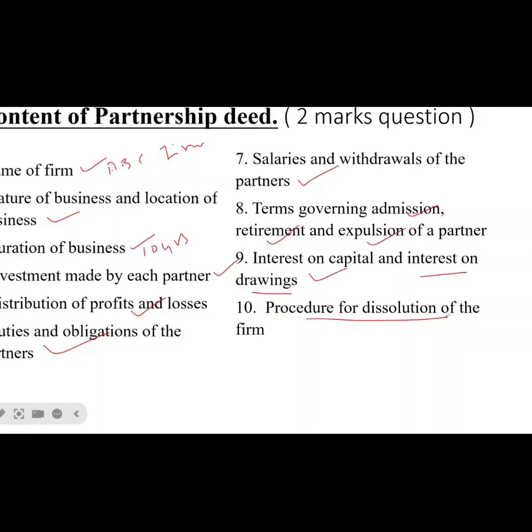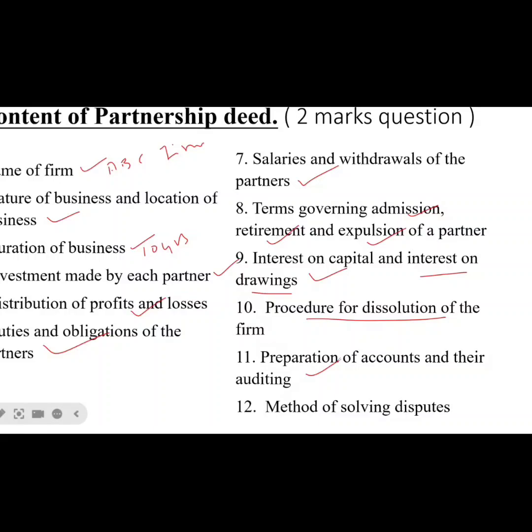And the last one, how we are going to prepare the accounts and audit your accounts in the partnership firm should be mentioned. The method of preparing the books of accounts and the method and the procedure of auditing the books of accounts should be mentioned in this particular content. And then if any disputes arise in the firm, what are the methods you're going to adopt to solve these disputes between the partners? Okay, that has to be mentioned as another important content in the partnership deed.